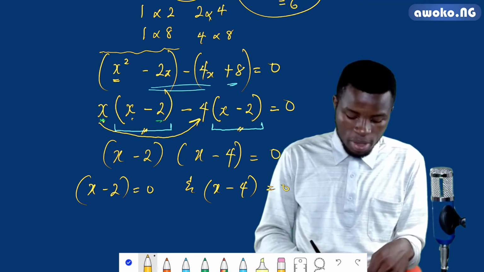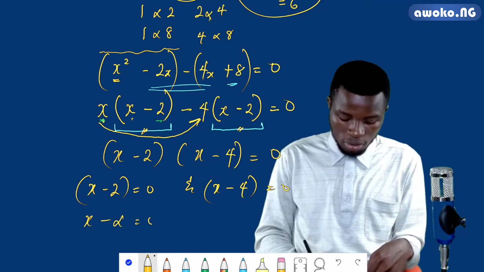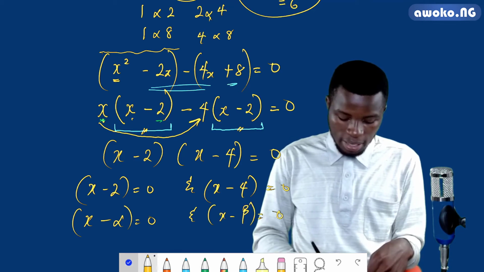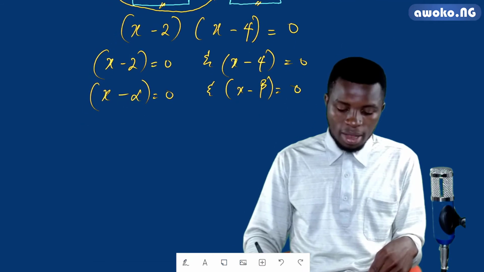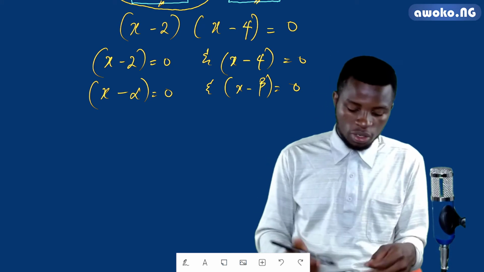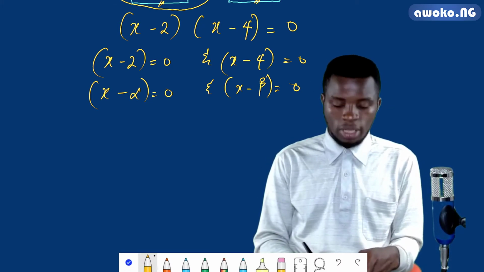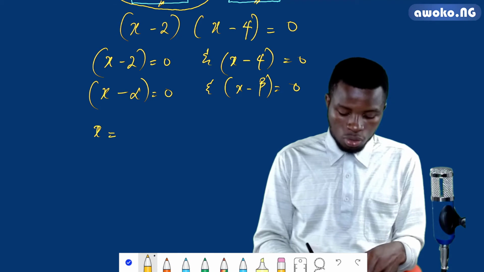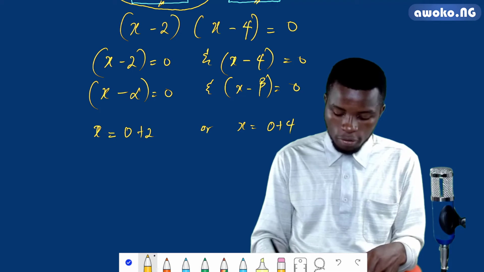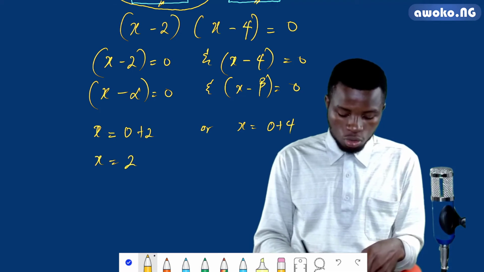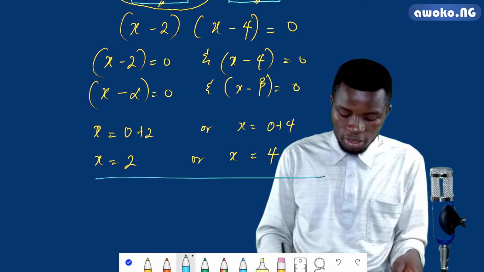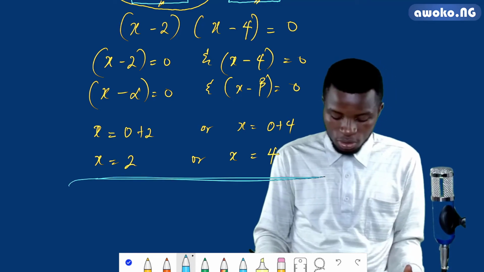I said, remember we had something like x minus alpha equal to 0 and x minus beta equal to 0, where I said alpha and beta are the solutions or the roots of the quadratic equation. So if I decide to solve this further, I have x equal to 0 plus 2 or x equal to 0 plus 4. So this gives me x equal to 2 or x equal to 4. This is the complete factorization of the particular equation we were given.